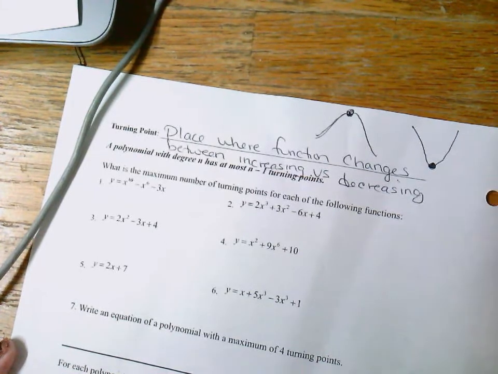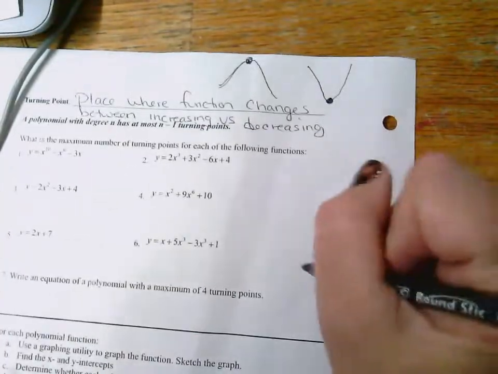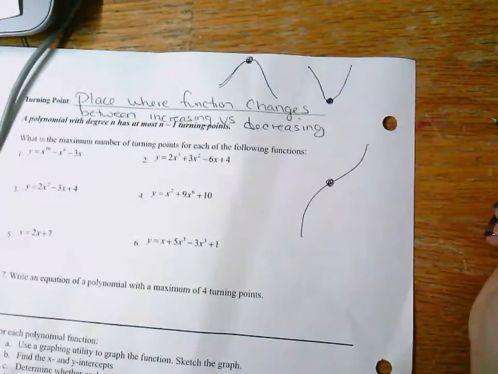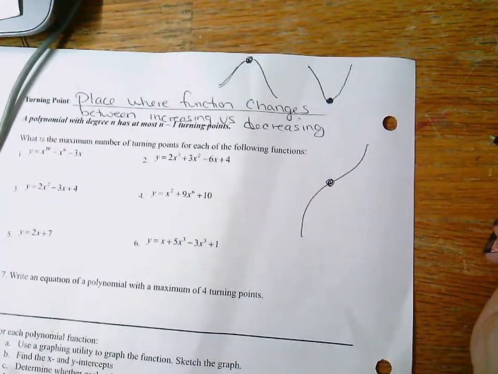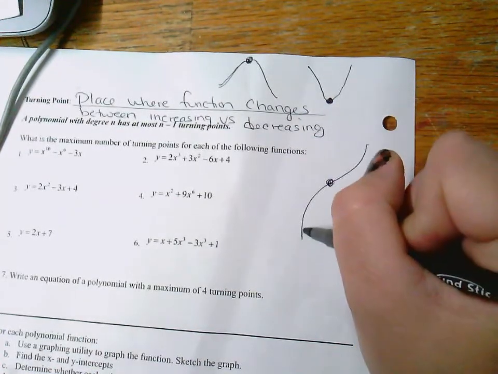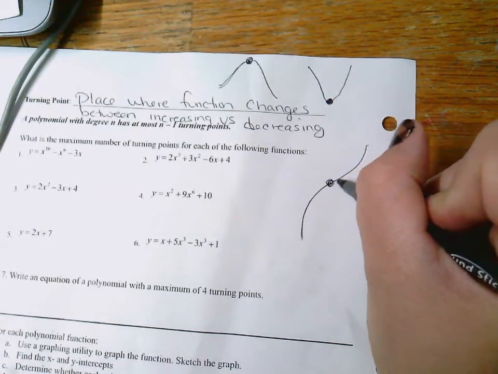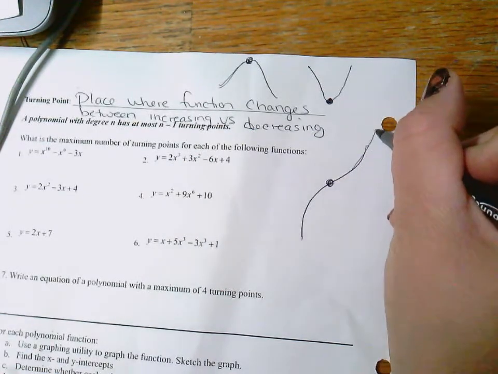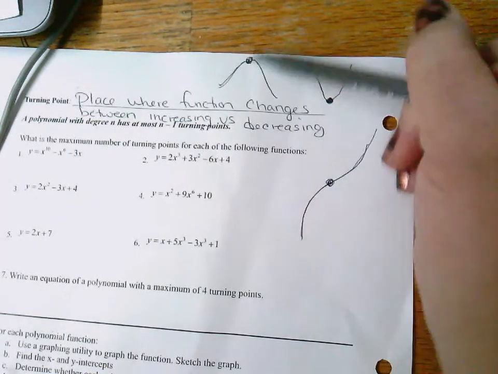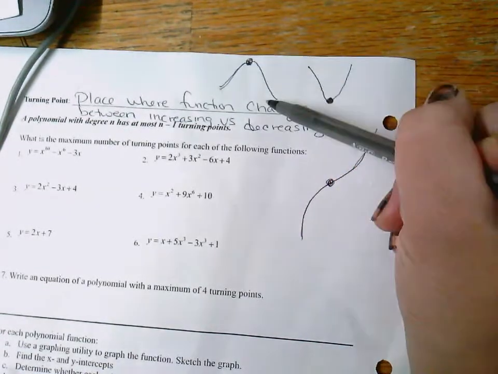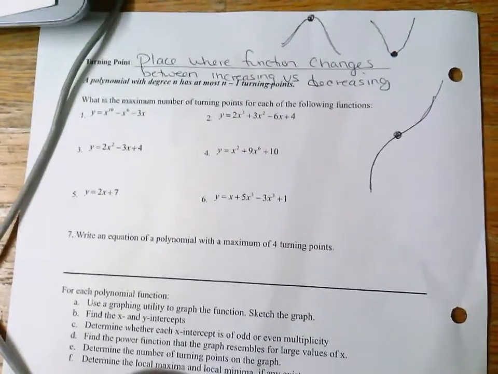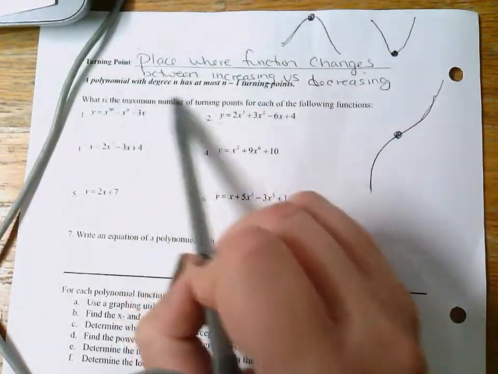So I want to show you something that a turning point is not. This is not a turning point. That's actually called a point of inflection because as I read the graph from left to right, I am increasing, increasing, increasing, increasing, increasing. I'm going up the whole time, just at a different level of steepness. This is actually increasing, then decreasing. So a turning point is you're changing between increasing and decreasing.